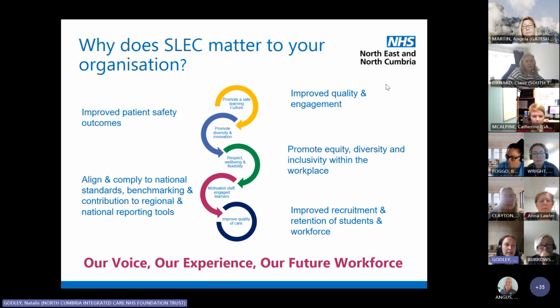So NHSE envisage the SLEC to be implemented across all organisations by September 2025.